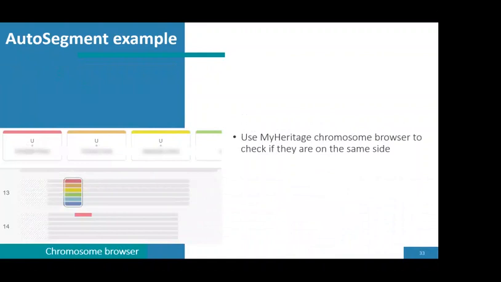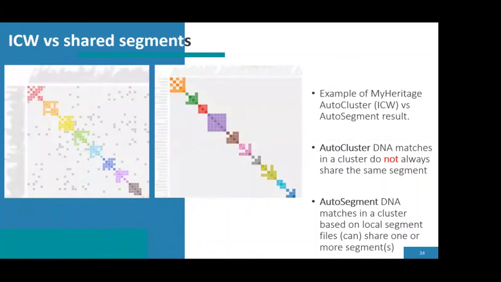It's only important to examine the segments using the MyHeritage chromosome browser to see if the segments are located on the same site. If we enter them into the chromosome browser, we see a rectangle, now indicated in the box, surrounding the segments, which indicates that the segments are on the same site and are triangulating. Here's a comparison between a regular shared match AutoCluster at the left and an AutoSegment output based on overlapping segments. Again, the AutoCluster DNA matches do not always share the same segments. The AutoSegment DNA matches in a cluster can share one or more segments.